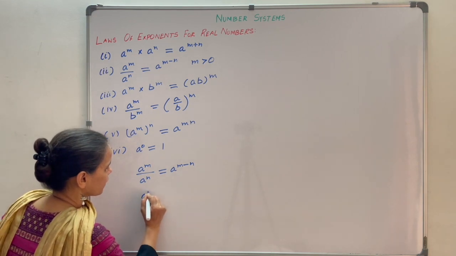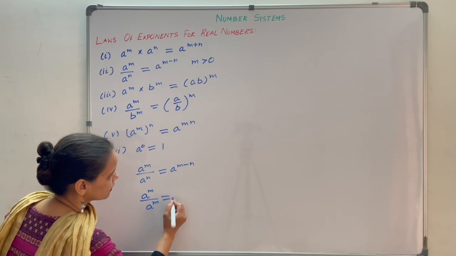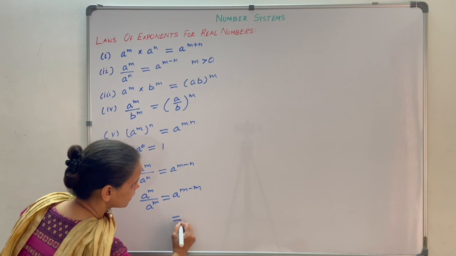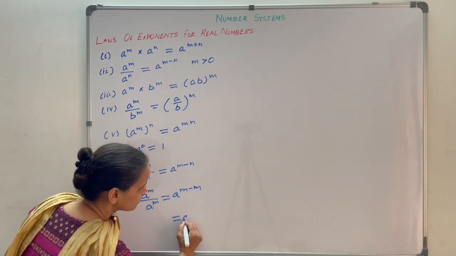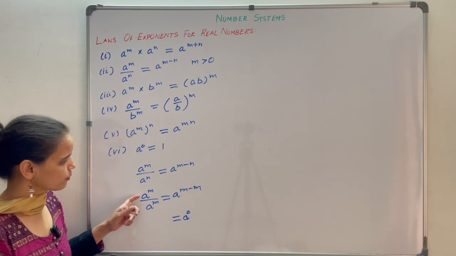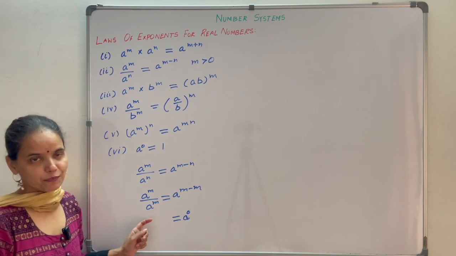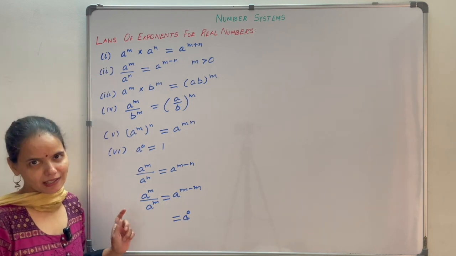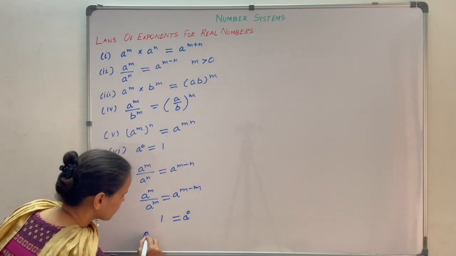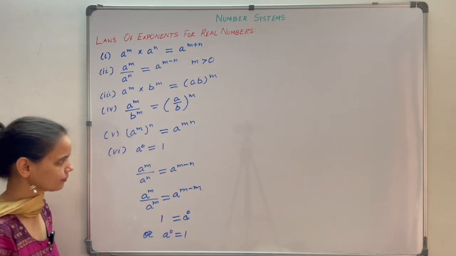So let us write it down. So a raised power m, we will just replace n by m. So that is equal to a raised power m minus m. So here m minus m is 0. So this side you got a raised power 0. This side, in numerator you have a raised power m, and in denominator also you have a raised power m. You have the same numbers in numerator and denominator. So what will you get? 1. Or you can rewrite this as a raised power 0 is 1.